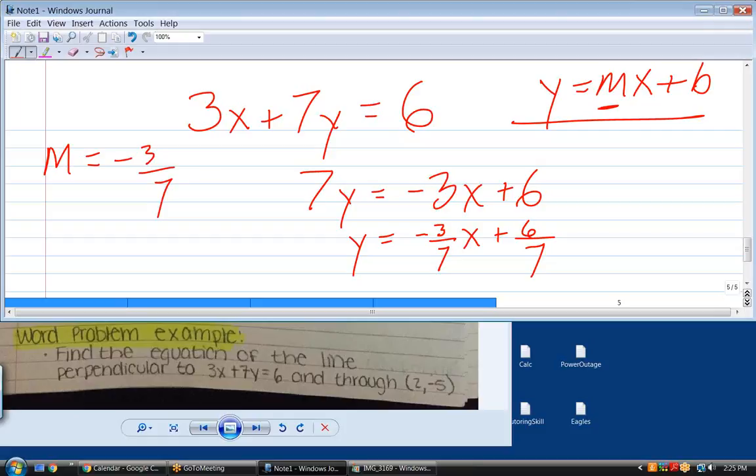But they want the equation of a line that's perpendicular to this line. So what is the slope of our perpendicular going to be? If the slope of this line is -3/7, what's the slope of any line that's perpendicular to this line?